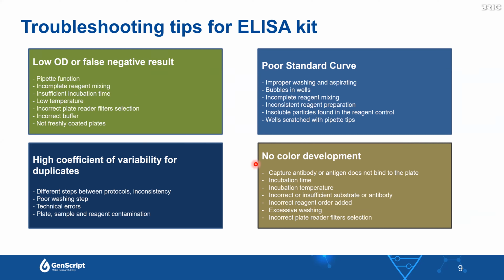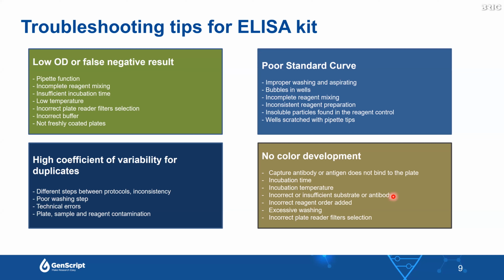High variation of the CV values in the duplicates occurs due to an inconsistent protocol or poor washing steps between the duplicates. Human technical error can also play a role, such as inaccurate pipetting technique, splashing reagents between wells, drying out the wells, and inconsistent sample handling, for example variations due to freeze and thaw cycles among samples, and use of different filter settings. Plate, sample and reagent contamination will also cause variations.